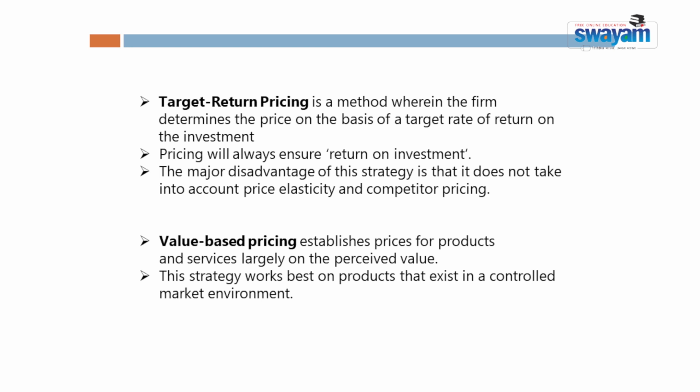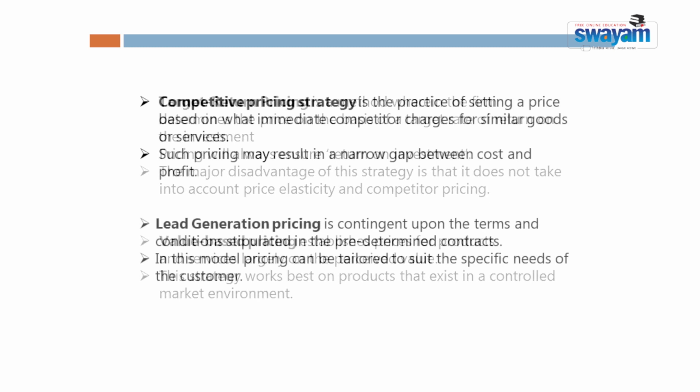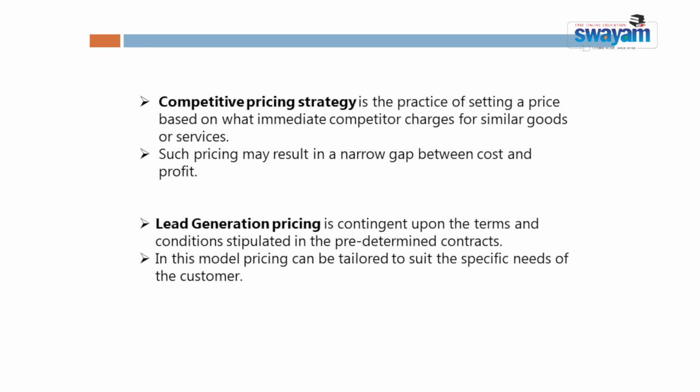Value-based pricing takes into account a very deep understanding of customer value. It establishes prices for products and services largely on perceived value. This strategy will work best for products that have a high emotional component or those products that exist in a controlled market environment. Competitive pricing strategy is the practice of setting a price based on what the immediate competitor charges for similar goods or services. In many situations, it can result in a narrow gap between cost and profit.